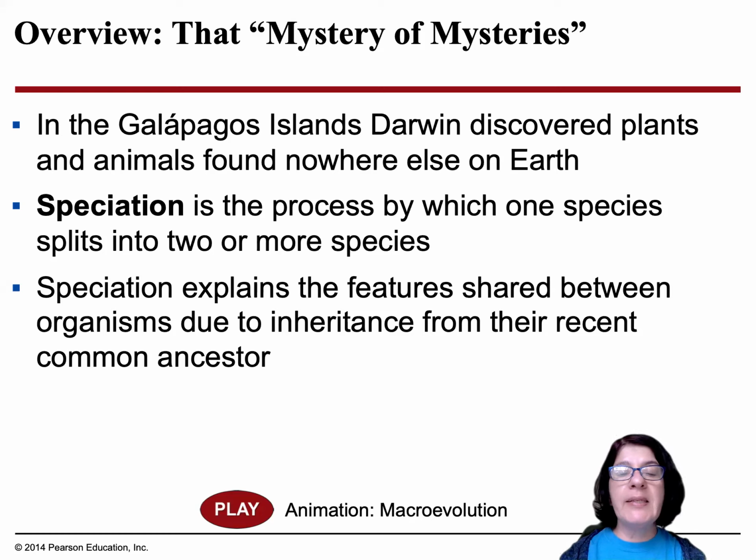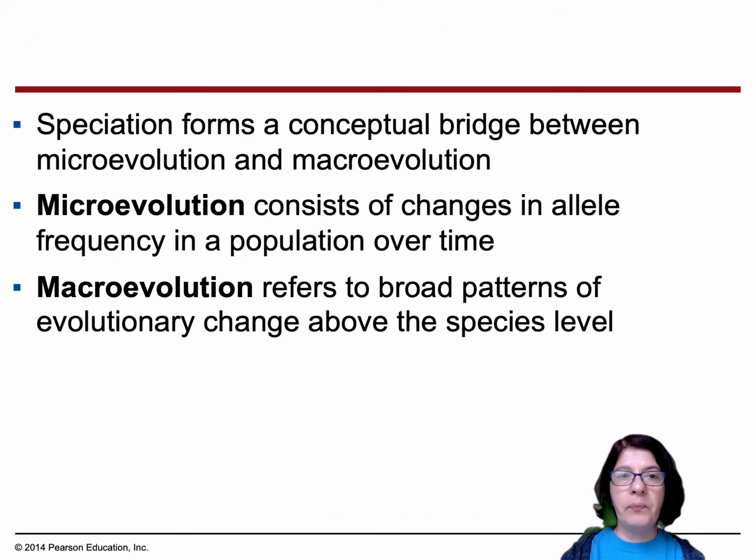Speciation also explains that features are shared between organisms due to inheritance from their most recent common ancestor. The process of speciation really forms a conceptual bridge between microevolution and macroevolution. Remember, microevolution is evolution on a small scale. We talked about it last week. It consists of changes in allele frequency in a population over time. Macroevolution is evolution on a large scale, and it refers to the broad patterns of evolution above the species level.